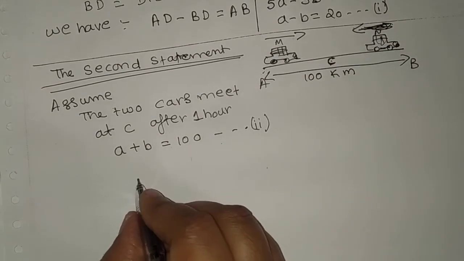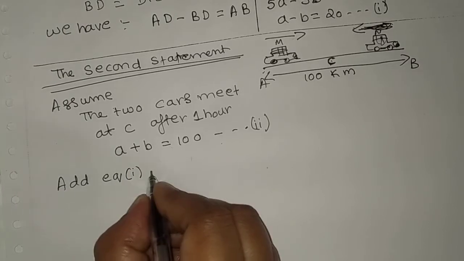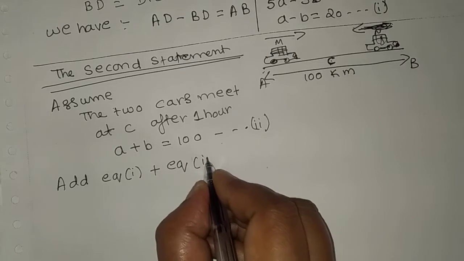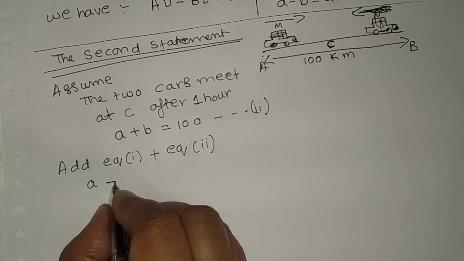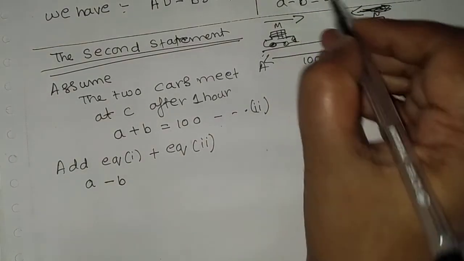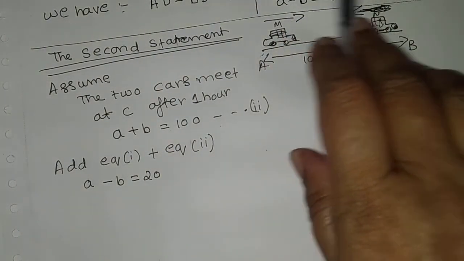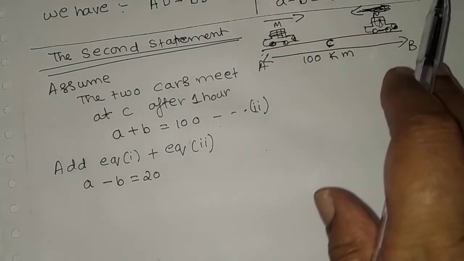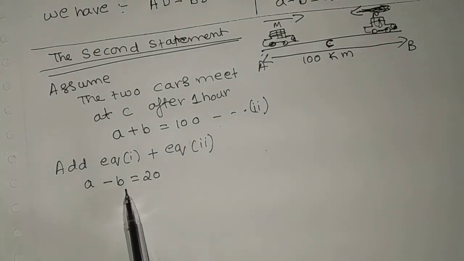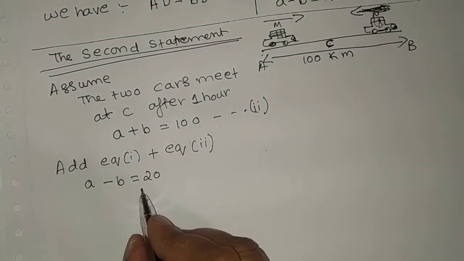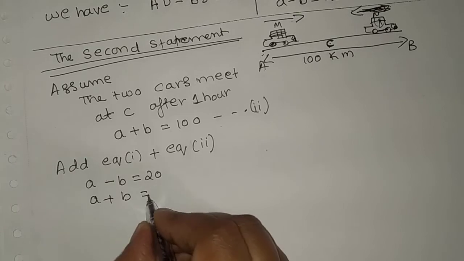Now what we have to do, the next step is to add equation 1 and equation 2. In the first equation we got A minus B is equal to 20. Why are we taking A minus B? Because they are traveling in the same direction and the destination is D. Here they are traveling in the opposite direction, therefore A plus B is equal to 100.